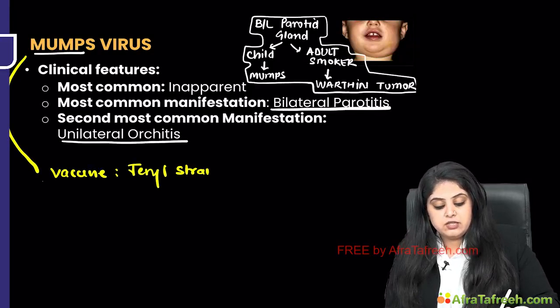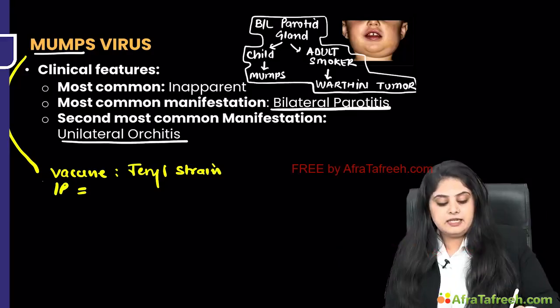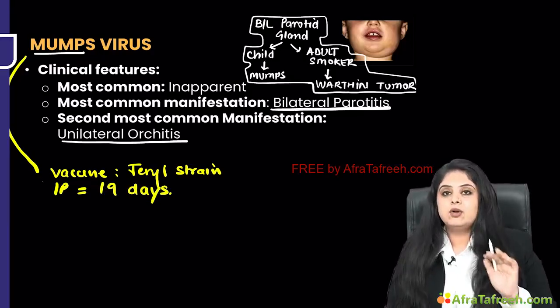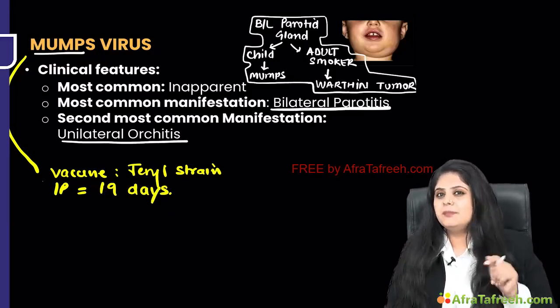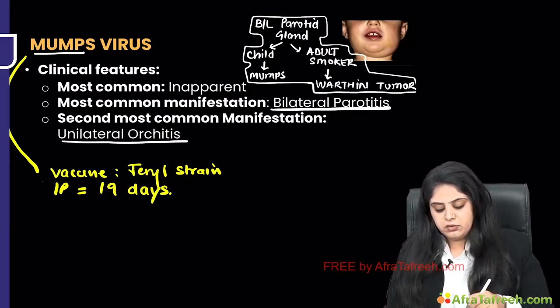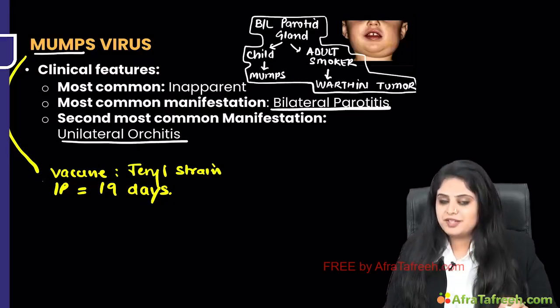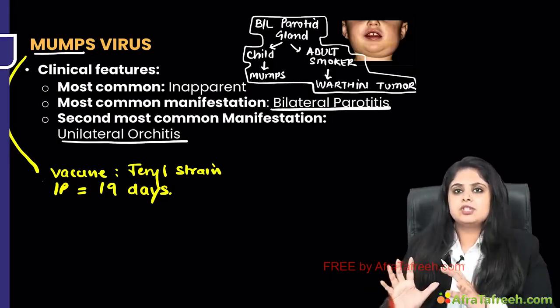We've also done the incubation period, and that was 10 for measles and 19 for mumps. So it was 19 days for mumps. Actually, I always study measles, mumps, rubella, but does rubella come under this family? No, rubella does not come under this family. Still, I am teaching you rubella over here because then the whole vaccine gets covered.